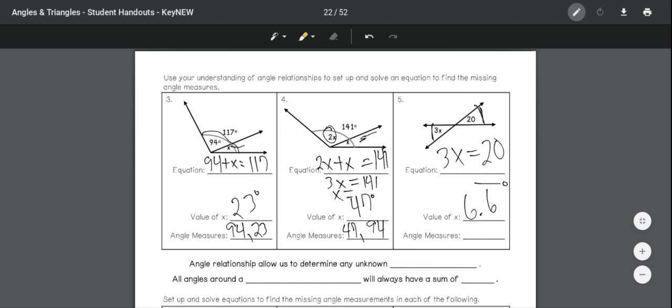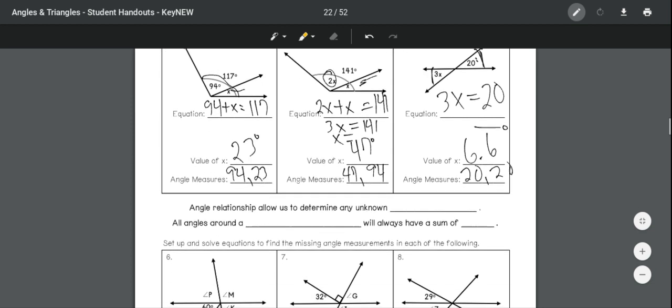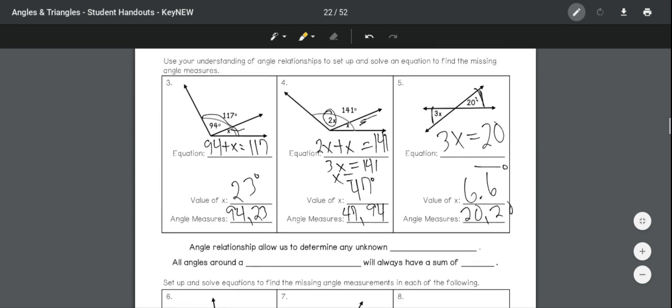And so this is a tricky one. When you put the angle measures, this one is already 20. You already know that. And you can do 3 times 6.6 repeating, but you should know it's going to be 20 because they are vertical. And you will get to practice some of these on your own in the homework.